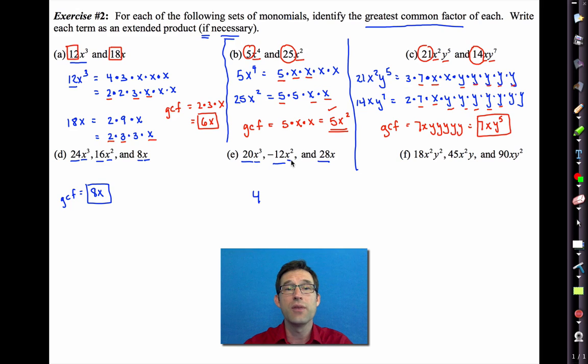Then I have an x cubed, an x squared, and an x to the first. So the GCF is just 4x, right? The largest value of x that's included in each one of them is just x to the first. This has no x squared in it. All right, letter F looks absolutely terrible. Pause the video again and take each one in its own turn. The numbers, then the x's, then the y's. But pause the video now and take a shot at finding the GCF.